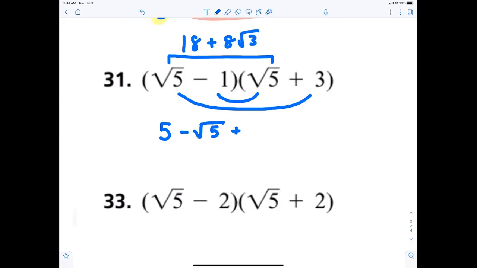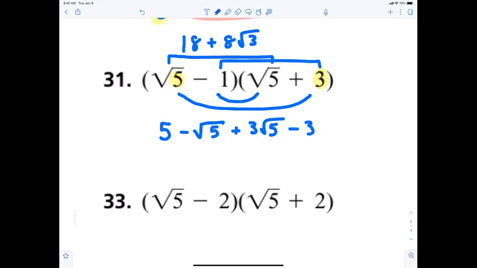Plus 3 radical 5. A common mistake is to multiply a number by a radical. You're not allowed to do that. You only multiply numbers, you only multiply radicals. Never a number and a radical. And then -3. Final step: -1 times positive 3, which in fact is -3. Beautiful.